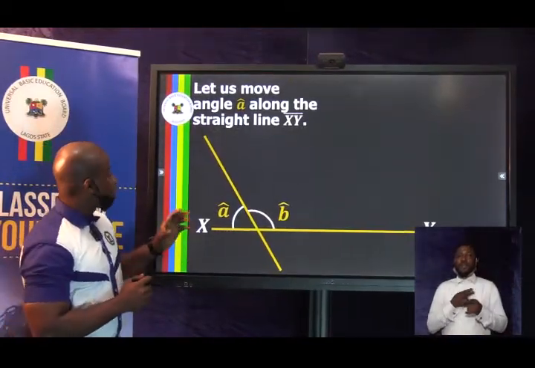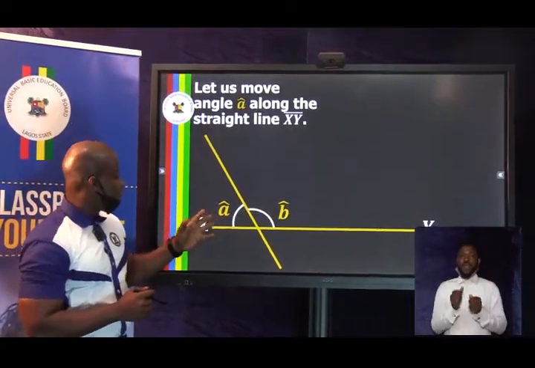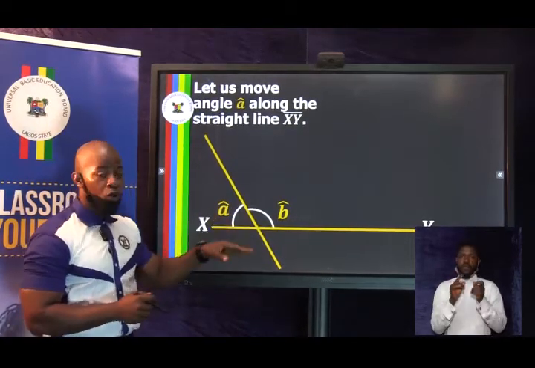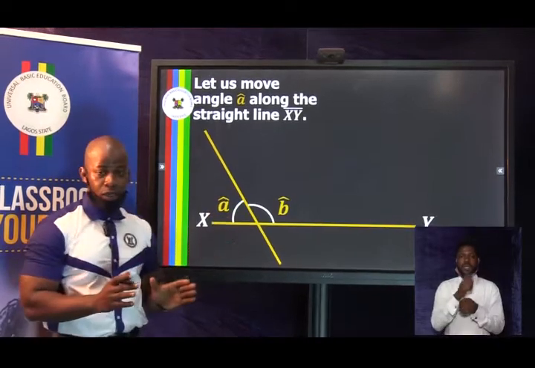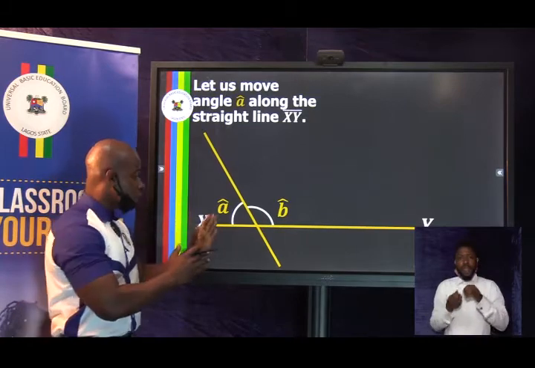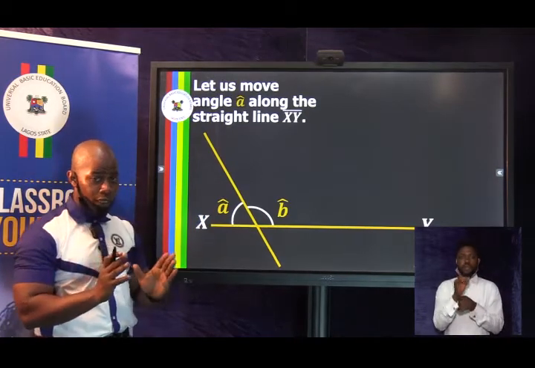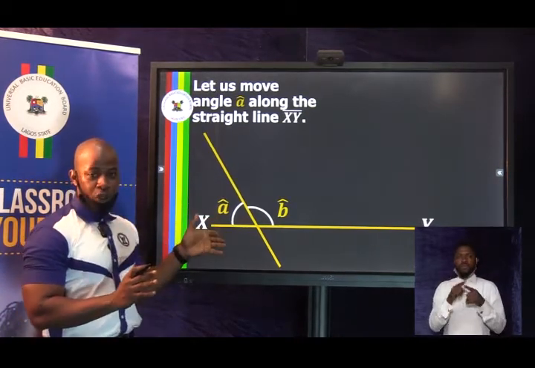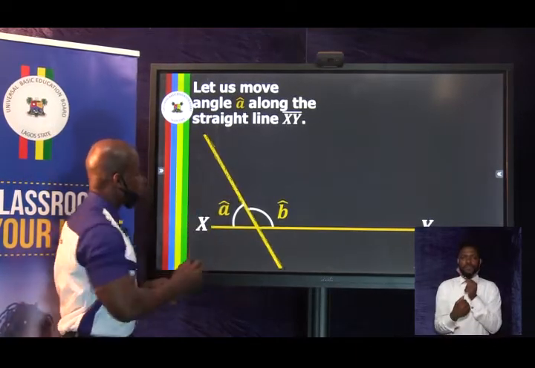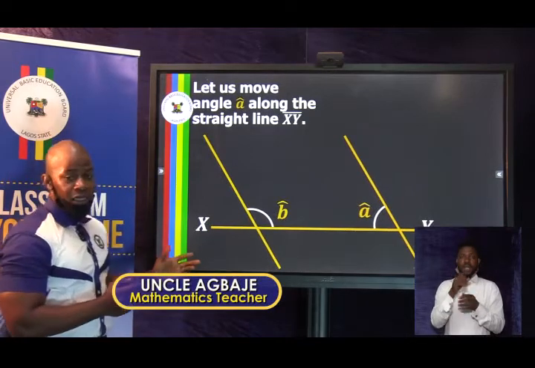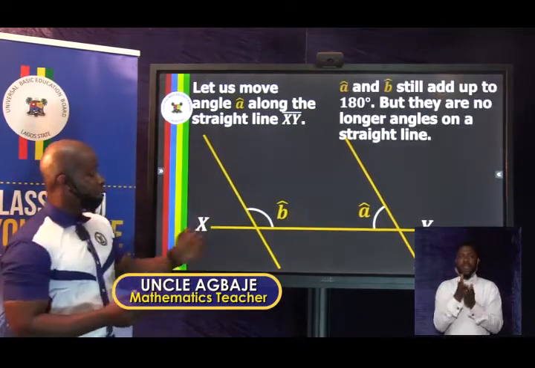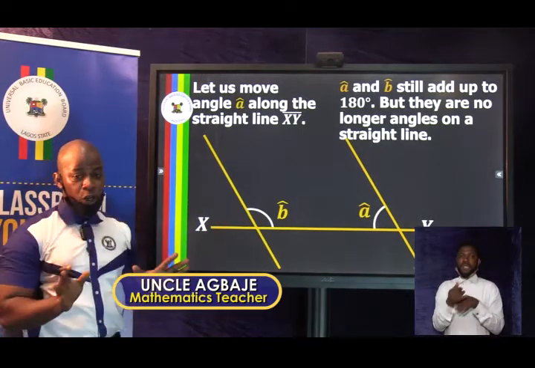Now let us move angle A along this line. Note that when we add A and B together, we get 180. But we don't want A to be on this side, so let's move it to another point on the line. Now you see that angle A has moved to the right side. As it is right now, A and B still add up to 180.